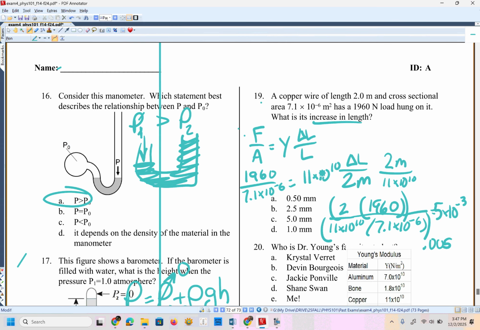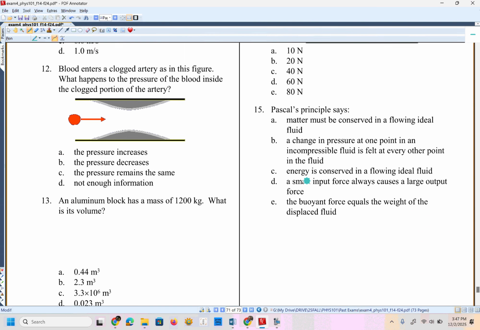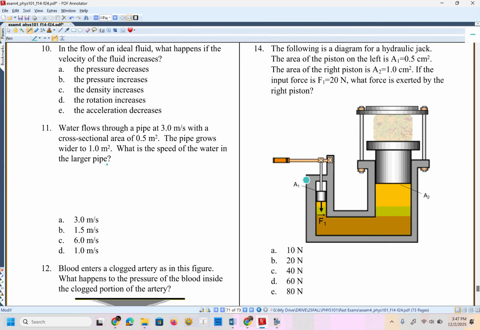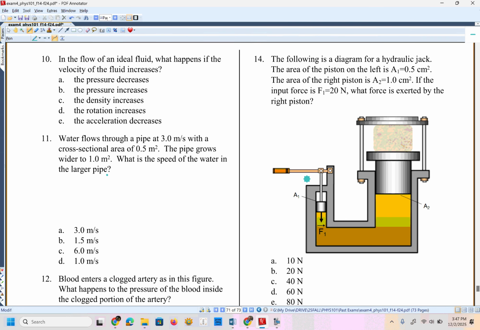All right, let's see. All these things are good. Like you have to do all this. I think the chapter 9 stuff is probably easier if you work through it a couple of times. All right, like number 11 is a continuity equation. That's just A1 V1 equals A2 V2. And then that's going to be A1 is 0.5, V1 is 3 equals 1 times V2. So V2 is equal to 1.5.